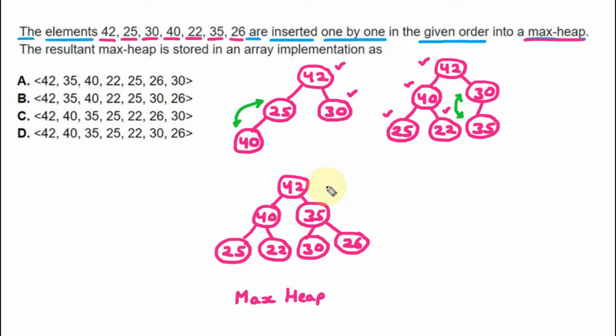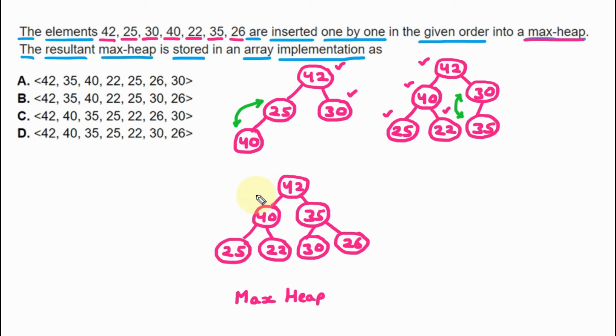There are some important points about the max heap: the largest element should be on top, then the next largest, and so on. And when we are inserting into a max heap, always follow from left to right. Now we are going back to the question. The resultant max heap, which we have constructed, is stored in an array implementation. So this max heap which we have constructed, we need to store. For storing we should go breadth first, that means level by level.